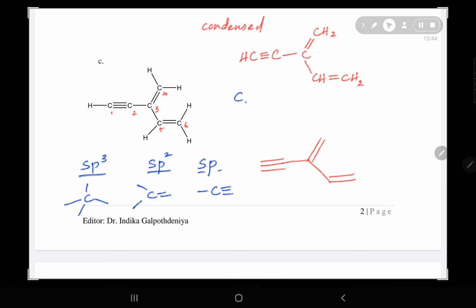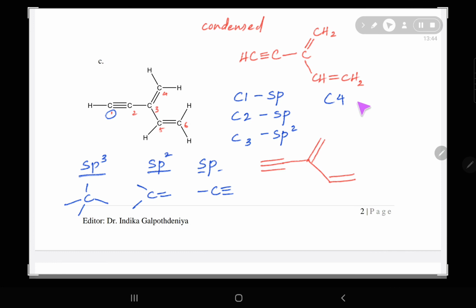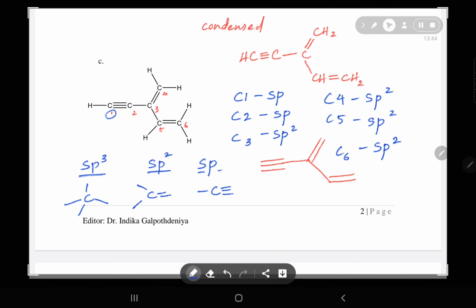So C1, carbon number 1. What is the hybridization? It has a triple bond, so the hybridization is sp. C2 has the hybridization once again sp. C3 has a double bond, so it is sp2. C4 has a double bond, so it is sp2. C5 has a double bond, so it is sp2. And C6 has a carbon-carbon double bond, so it is sp2. So this is how you do the hybridizations. Very straightforward. I hope you guys learned something.